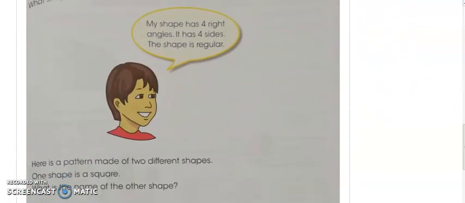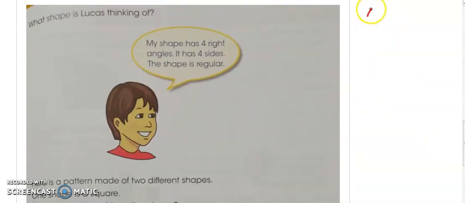It's page 69 right now in front of you. You can see this is page 69 of the learner book. The question is asking what shape Luca is thinking of. The question says my shape has 4 right angles. It has 4 sides. The shape is regular.